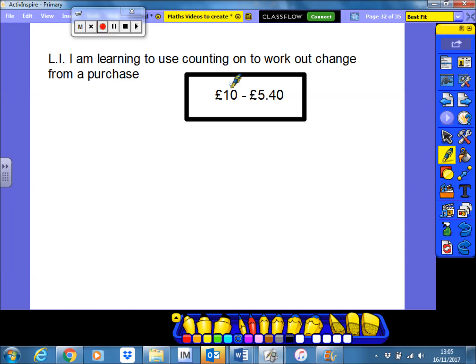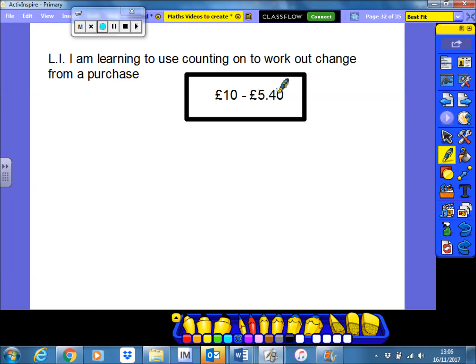Now, if you haven't watched the first video on using the counting on strategy, it might be worth flicking back and having a quick look at that first, familiarizing yourself with it before you move on to this one. But if you've done that already, let's get started looking at how to work out change. In this problem, we're trying to do 10 take away £5.40. What we're going to do is start at £5.40 and count on until we get to a tenner, until we get to £10.